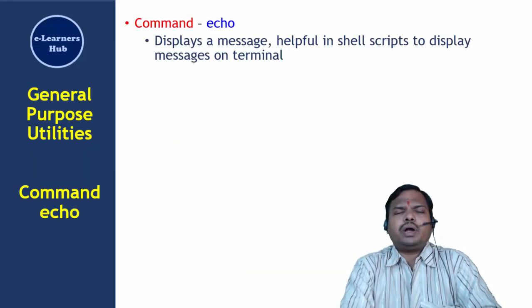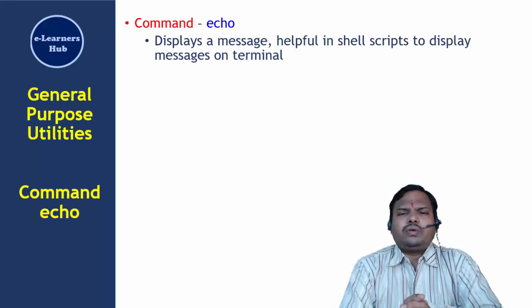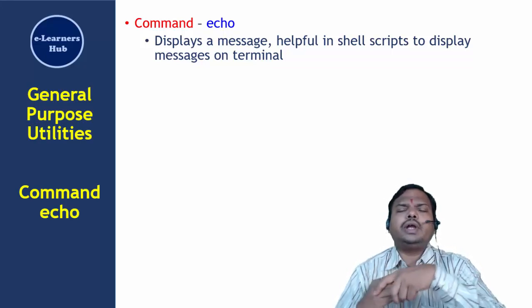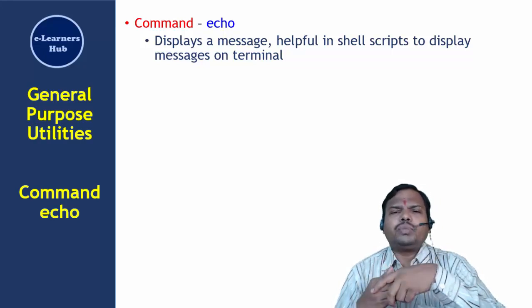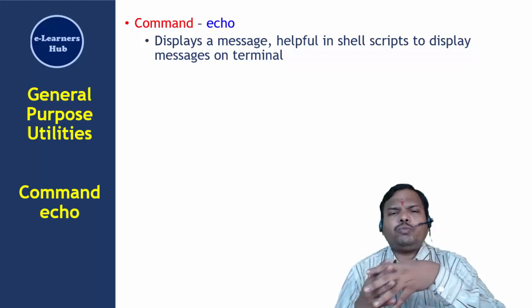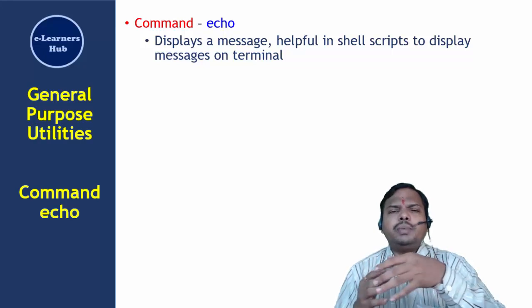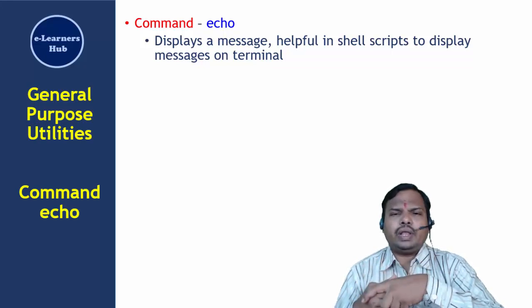The very first command is the echo command. Echo command is used to display messages on screen. It is very useful when we are writing shell scripts in Linux, that is programs in Linux. You can use the echo command to display some information to instruct the user so that they can identify what is to be done. Similarly, echo command can be used to display the values of environment variables.